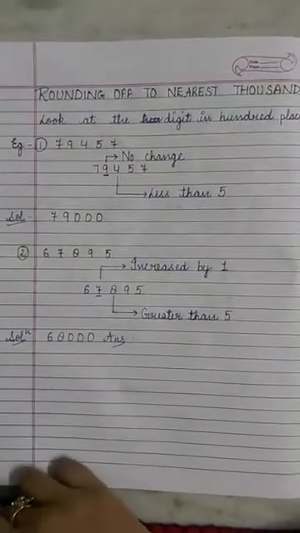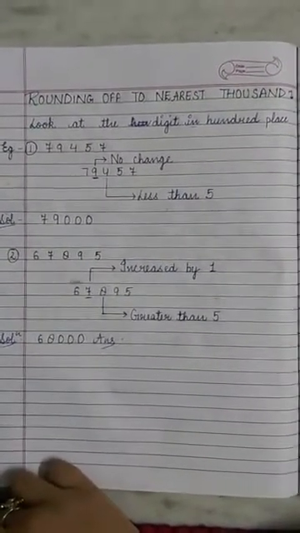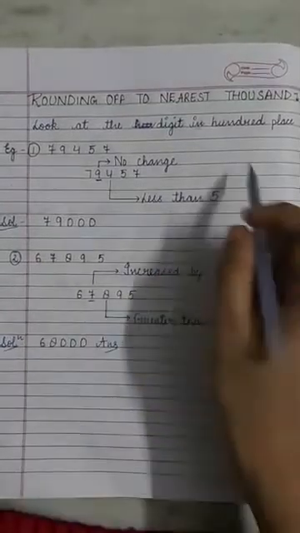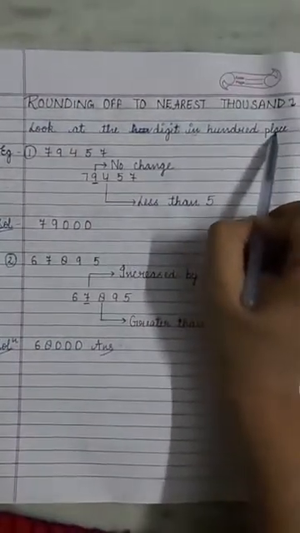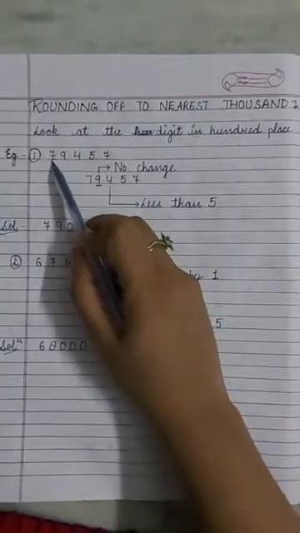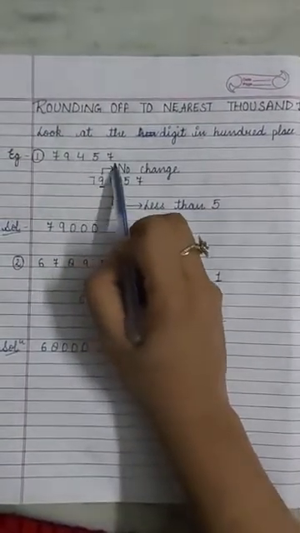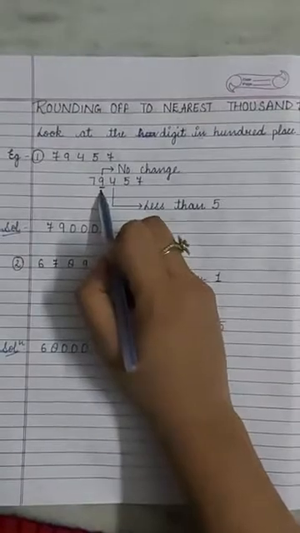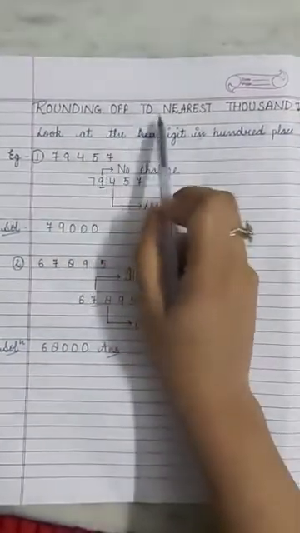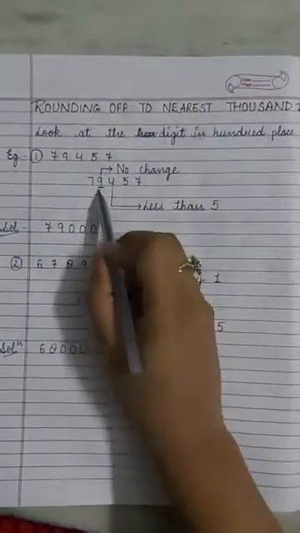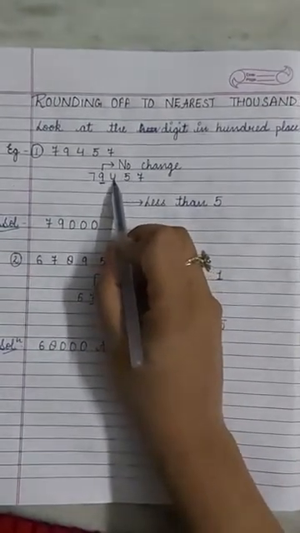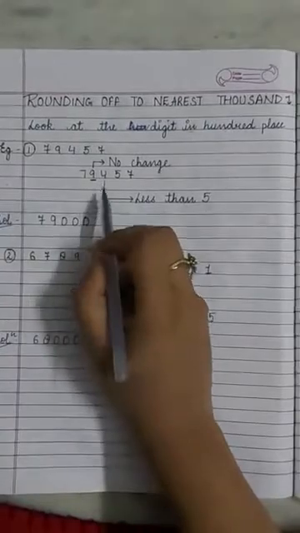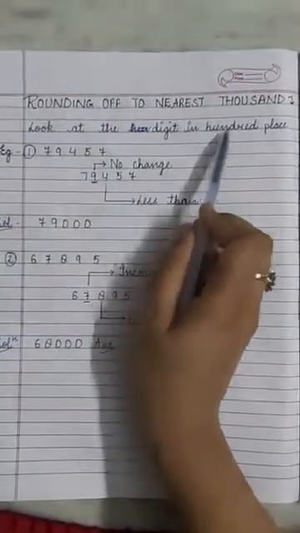Now rounding off to the nearest 1000. While rounding off to the nearest 1000, we will look at the digit in the 100 place. So I have taken the example 79457. First of all, I have underlined 9. Why? Because we are rounding off to the nearest 1000. So I have underlined the digit in the 1000 place.